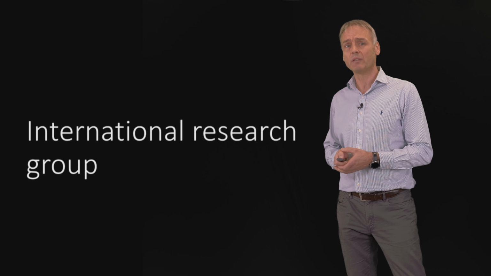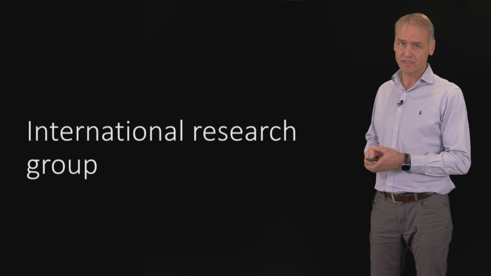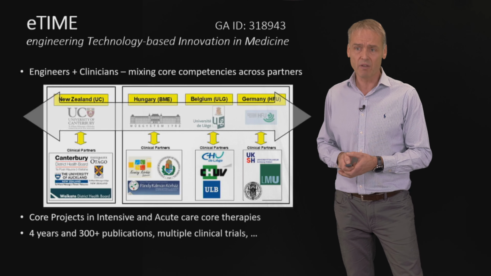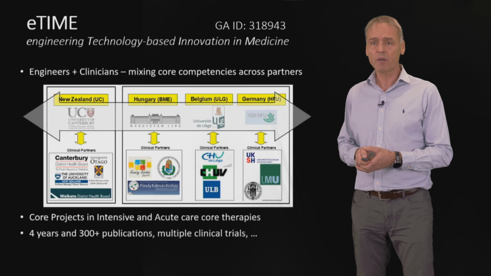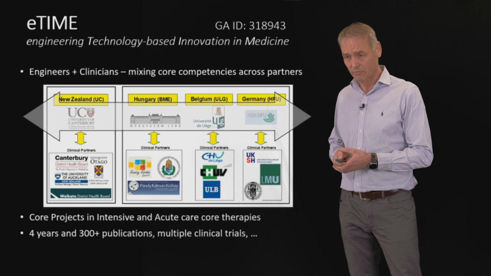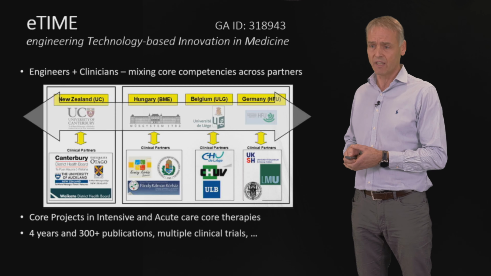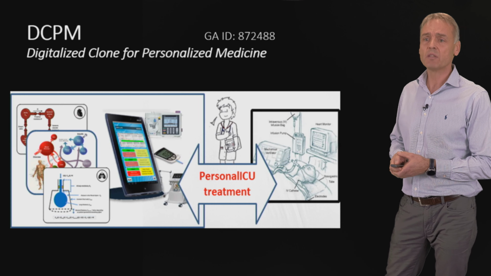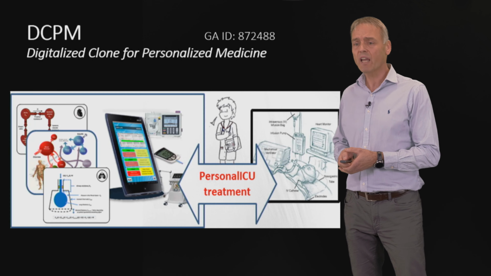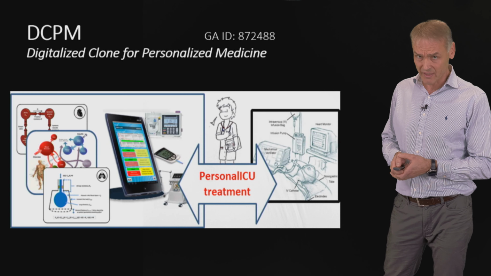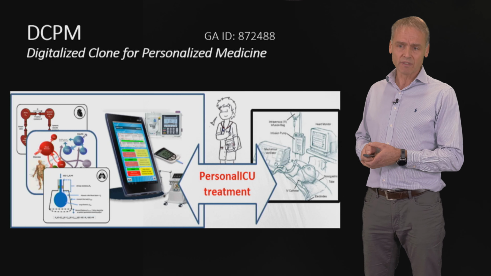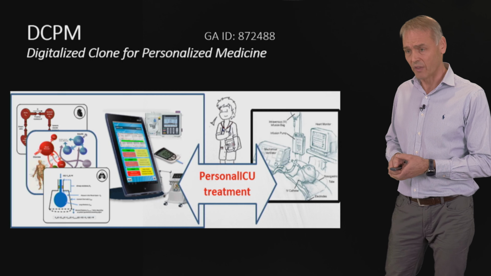Such a large-scale project couldn't be implemented by a single research group. So we started this work in the framework of the e-time project, where we created an international framework with medical service providers and research organizations. Currently, we're continuing this research work in the DCPM project, where we actually target all three treatment fields of intensive care: the cardiovascular treatment, the glycemic control, and the mechanical ventilation.